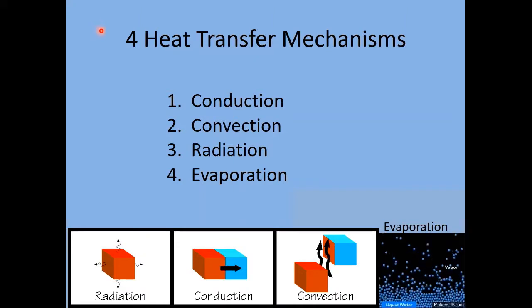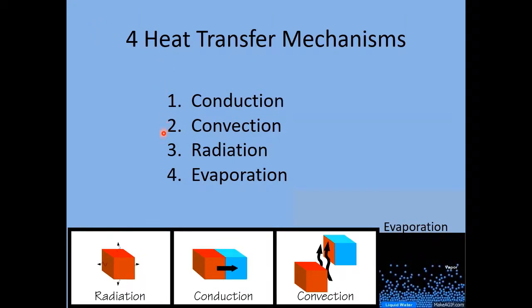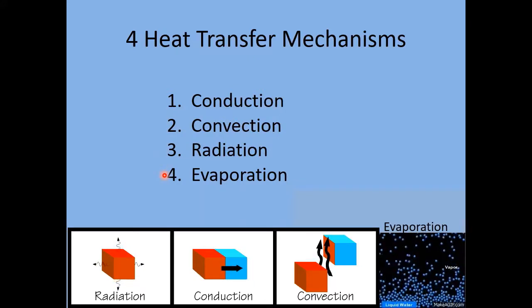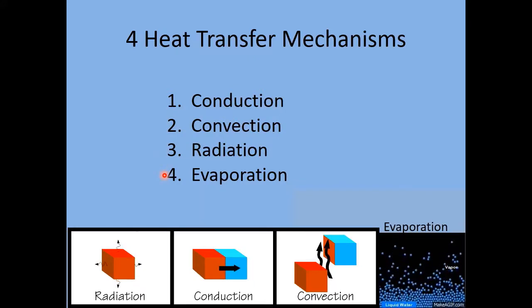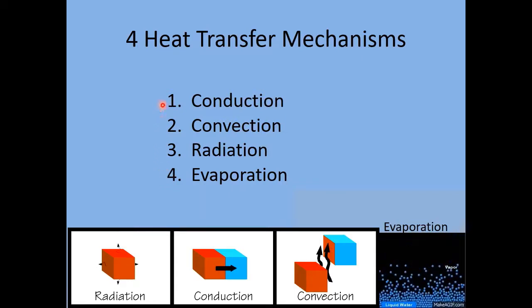Let's now turn to heat transfer. So there are 4 heat transfer mechanisms. They are conduction, convection, radiation, and evaporation. So we're going to look at each of these in some detail, but just real briefly, to get an overview of what we're going to do here.